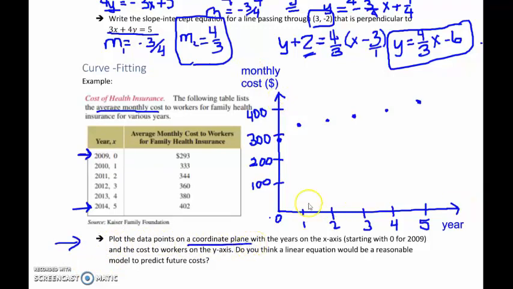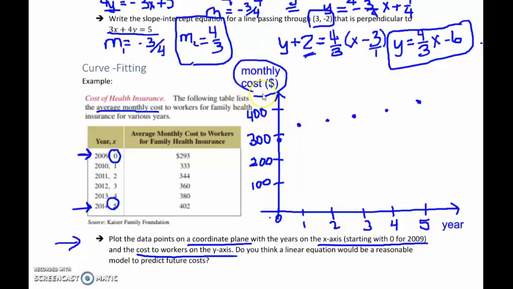So notice that I made a graph here. I didn't extend this out in the negative direction because we're not talking about negative years or negative dollars. I just started with the origin here at (0, 0), with the x-axis and the y-axis. The x-axis starts with 0 for 2009, and notice they put that on the chart here too. 2009 is the year 0, and then each year after that, we go up to 5, which is 2014. And then the cost to workers is the y-axis, and I labeled that.